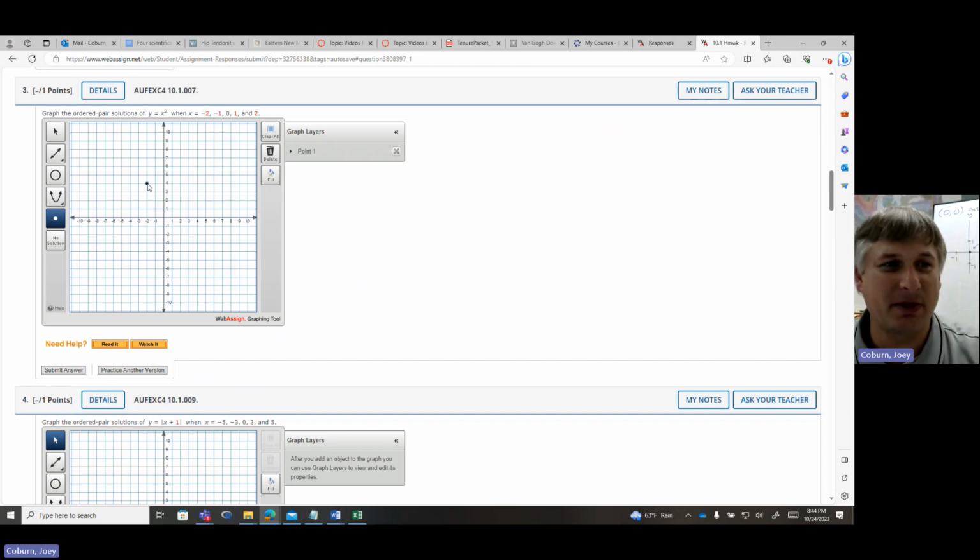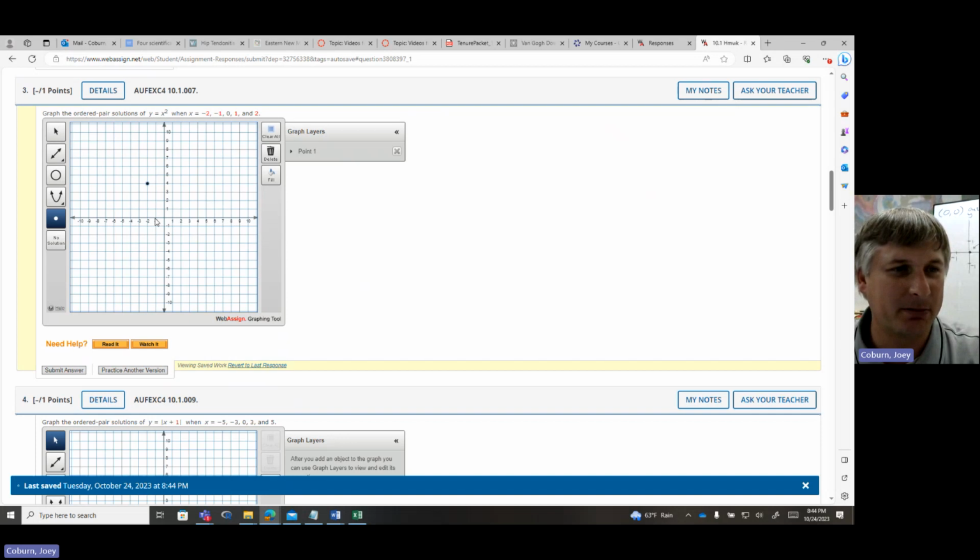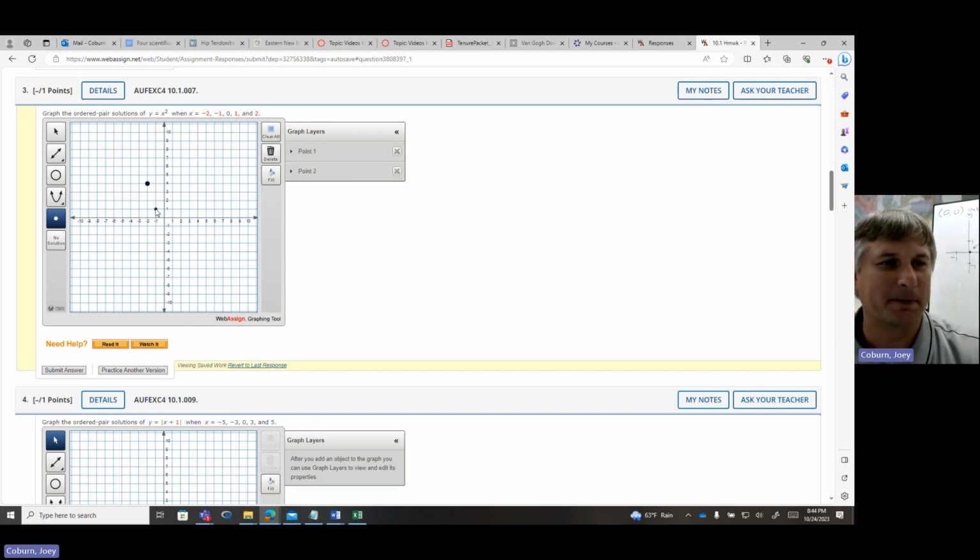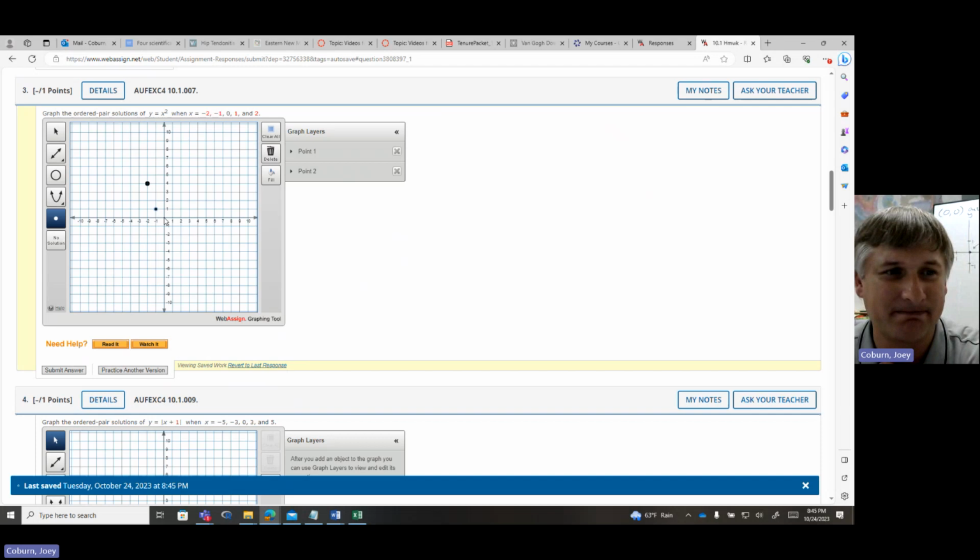Then I'm going to do the same thing for the rest of these. So -1: -1 squared is +1. So jump out to -1 for my input, up to +1 for my output, put a point. Now 0, I'm going to square 0. 0 times 0 is 0. So I have an input of 0 and an output of 0.